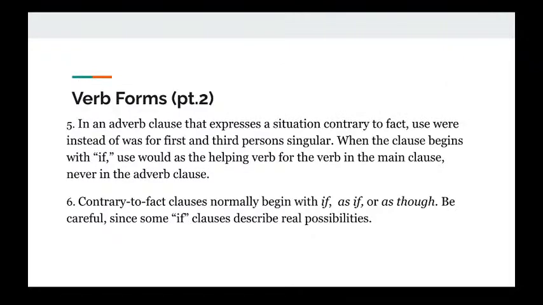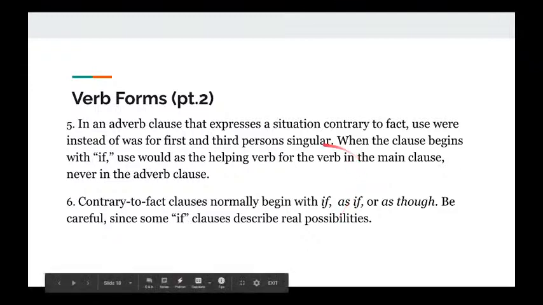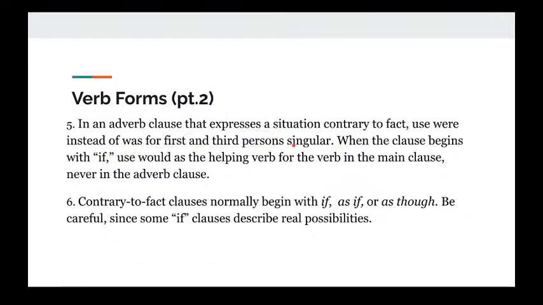So continuing the general rules of verb forms, part 2, the subjunctive mood. Number 5, in an adverb clause that expresses a situation contrary to fact, use were instead of was for first and third person singular. When the clause begins with the word if, use would as the helping verb for the verb in the main clause, never in the adverb clause. Rule number 6, contrary to fact clauses normally begin with the words if, as if, or as though. Be careful since some if clauses describe real possibilities.